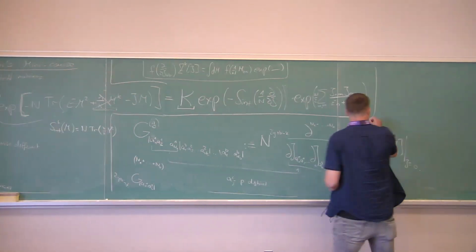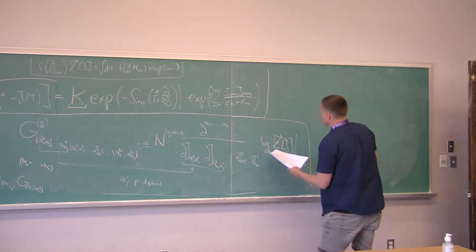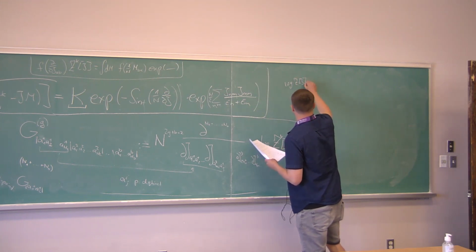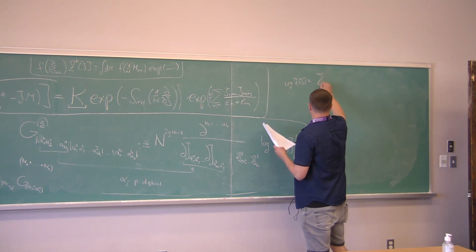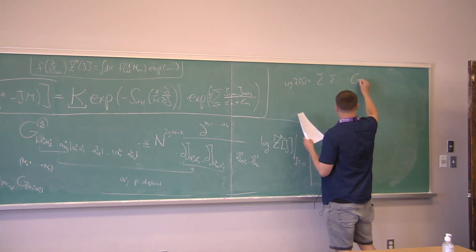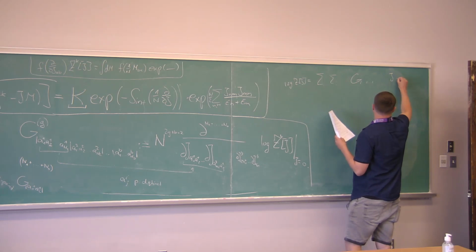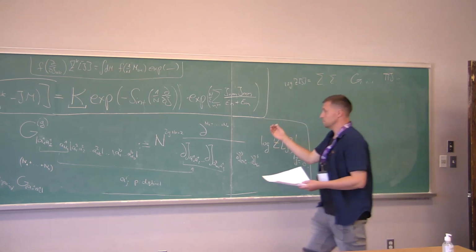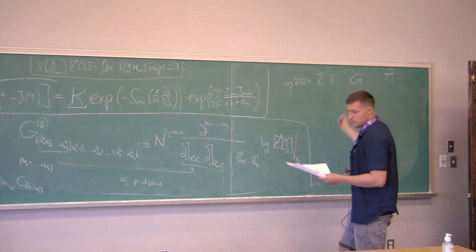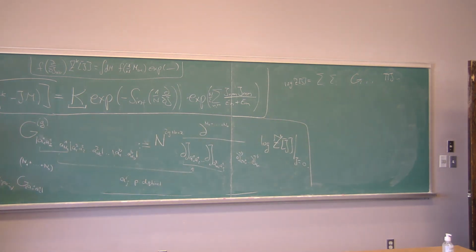So on the other hand, what we can also do, using this definition, is expanding the log Z of J as some sums. It's quite technical, over some sums and so on, of these G's with all these indices times these J's. So this is equivalently just to write it out, with some symmetry factors and so on. It's a long formula.